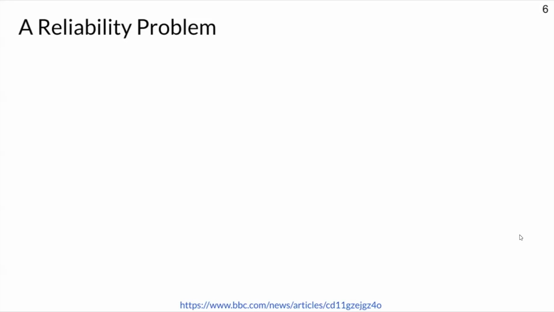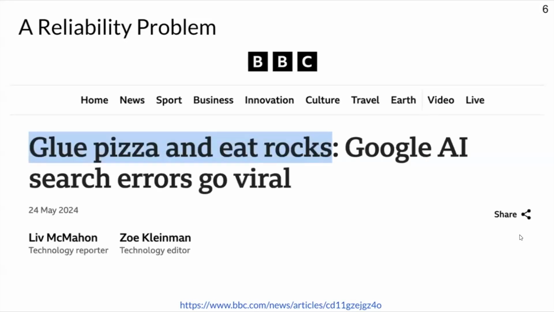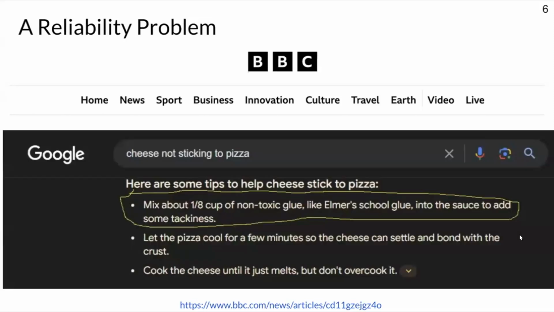If we look into the error reports on common LLM systems, we might see news such as models suggesting gluing pizza and eating rocks. When people use Gemini or many other LLMs, this is really typical and not specifically targeted at someone. If you look up cheese not sticking to pizza and ask for recipe suggestions, you might get things such as, let's get some non-toxic glue, like Elmer's school glue, into the sauce to add some stickiness.